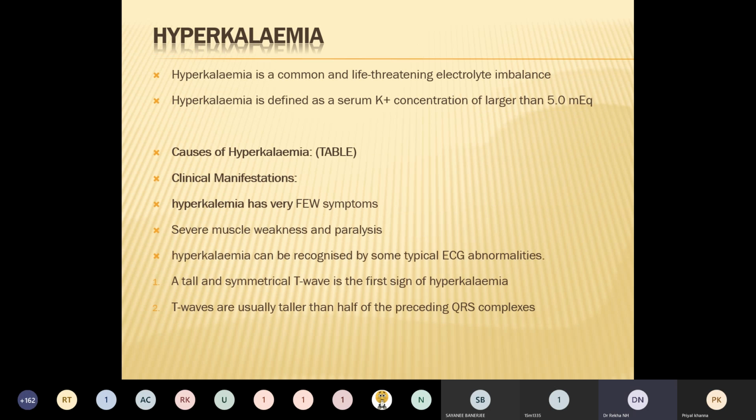So hyperkalemia is a potassium level more than 5. It's a life-threatening electrolyte disturbance. Manifestations: hyperkalemia per se has few symptoms. It can cause severe muscle weakness or paralysis.